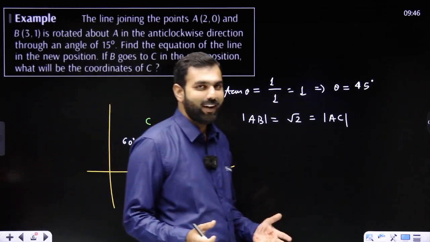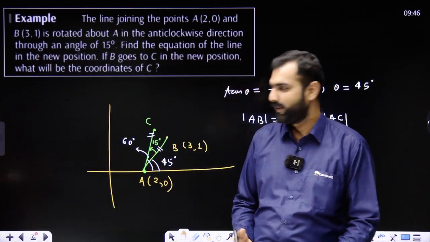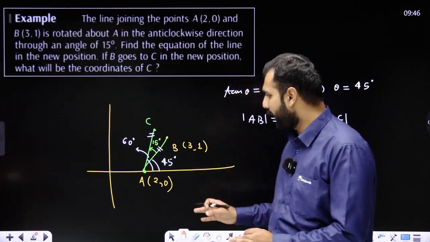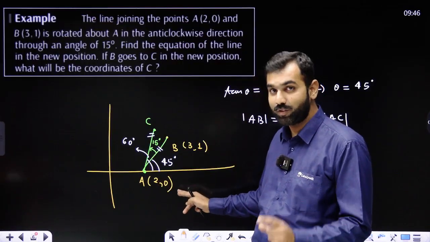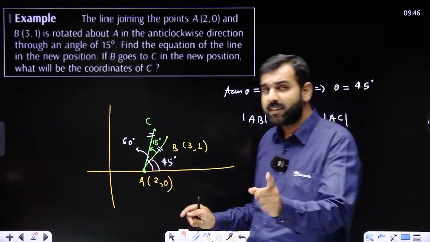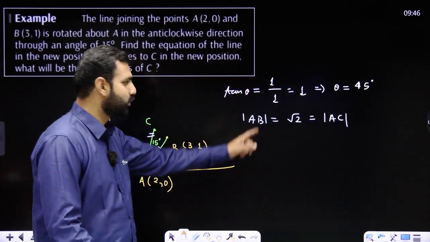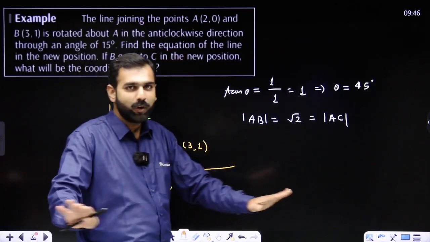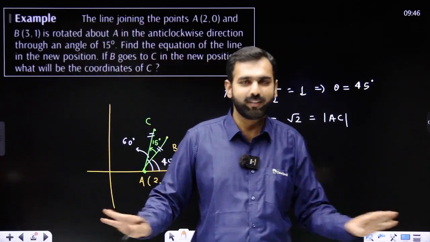Now, why did I do all this? What is the point of doing all this? Some of you might have noticed that again, there is a point (x1, y1) which is (2, 0). There is an angle theta which is 60 degrees. There is a distance r which is root 2. And I need to find a point C. No Coney method, no rotation formula, nothing is required at all.